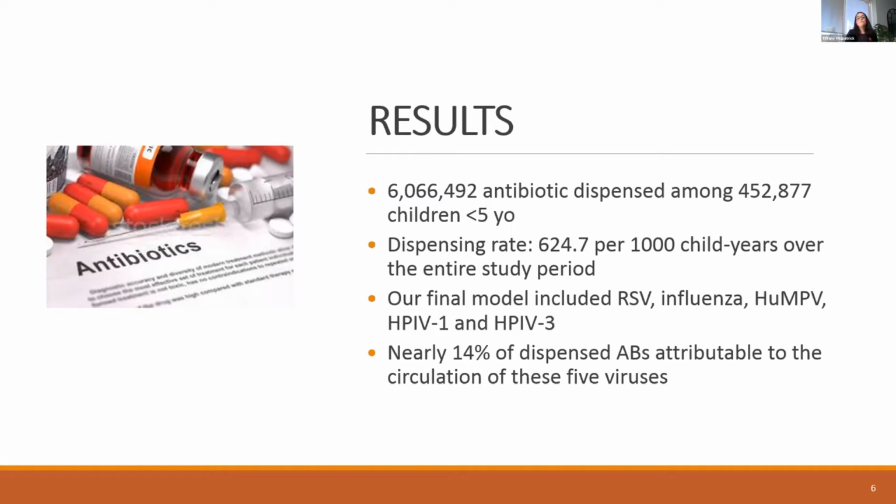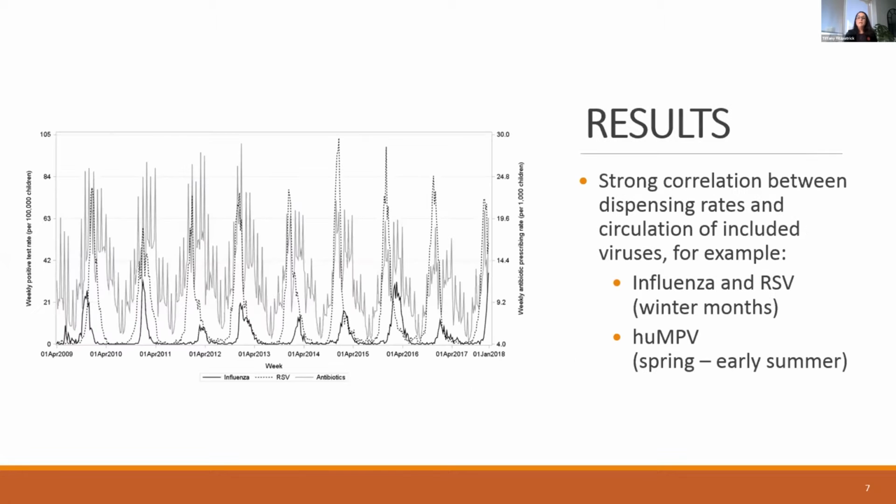So we estimated that about 14% of antibiotics dispensed in this study could be attributed to the circulation of just these 5 viruses. Now, I just want to walk you through so you can see what this looks like. So we found a very strong correlation between antibiotic dispensing rates and the circulation of the included viruses. And I just want to show why it is so important to include a variety of viruses in this type of work. So on the left, the gray line represents the weekly antibiotic dispensing rate. The dashed black line is the RSV weekly percent positivity rate, and the solid black line is that for influenza.